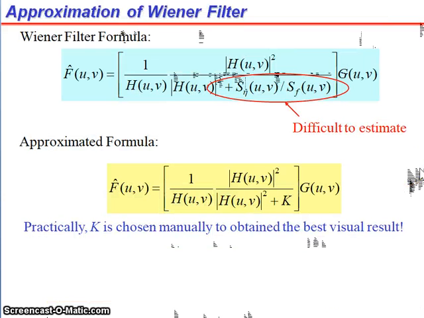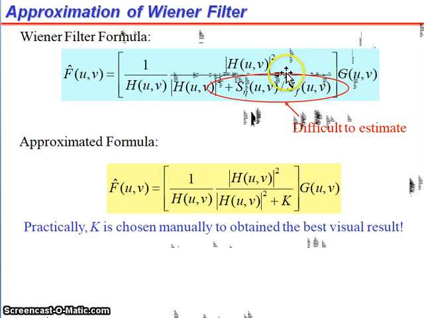Now if you observe this equation, F cap of u comma v, that means the restored image, which should be a replica of the original image, depends on this ratio: Sn of u comma v by Sf of u comma v. Sn of u comma v came from N of u comma v, and Sf of u comma v came from F of u comma v. We don't know F of u comma v here.